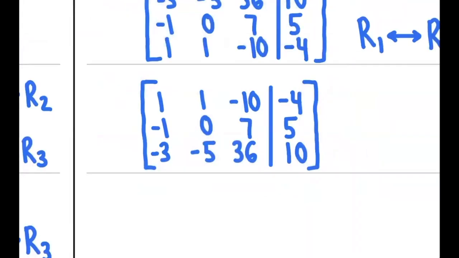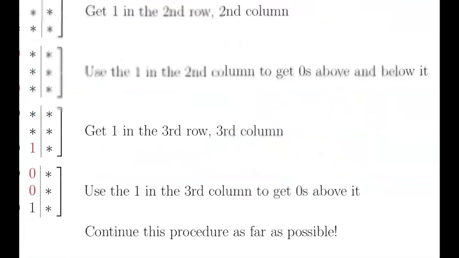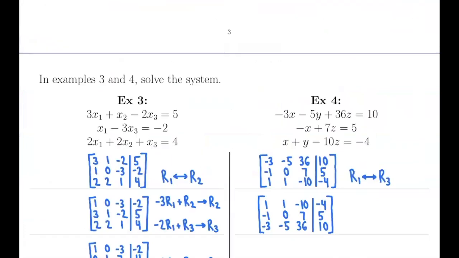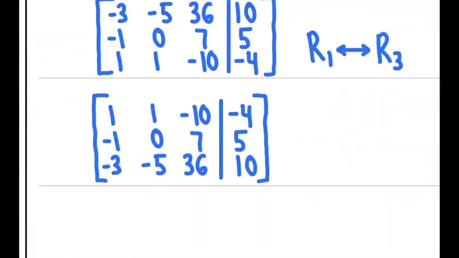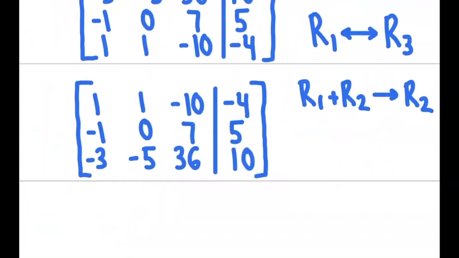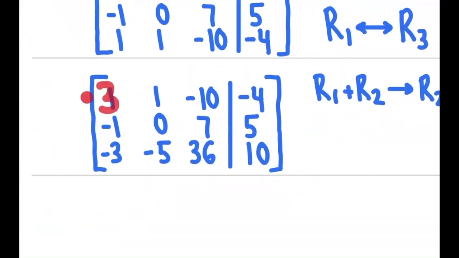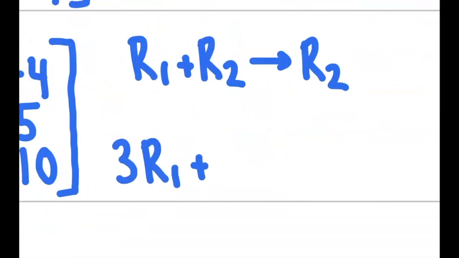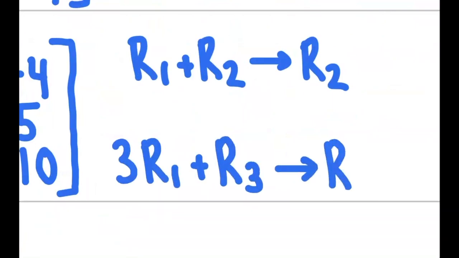Okay. So we got a 1 in the upper left-hand corner. The next thing is to use that 1 in the first column to get zeros below it, just like we saw last time. I'm going to take the first row and add it to the second row, because this 1 and this -1 will cancel out and you'll get 0. So row 1 plus row 2, replace row 2. And over here, I can triple the first row and add it to the third row, and I'll get a 0 here. So 3 times row 1 plus row 3, replace row 3.